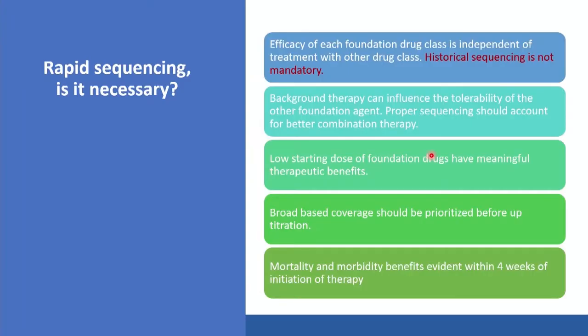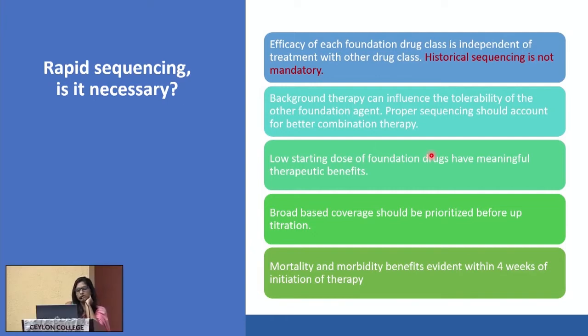And even though we have this rapid sequencing, is it really necessary? Now, the efficacy of each foundation drug class is independent of treatment with the other drug class. So, the historical sequencing is not mandatory. And the background therapy can influence the tolerability of the other foundation agent. So, the proper sequencing should account for better combination therapy. Low starting doses of foundation drugs have meaningful therapeutic benefits, and broad-based coverage should be prioritized before uptitration. Mortality and morbidity benefits are evident within 4 weeks of initiation of therapy.